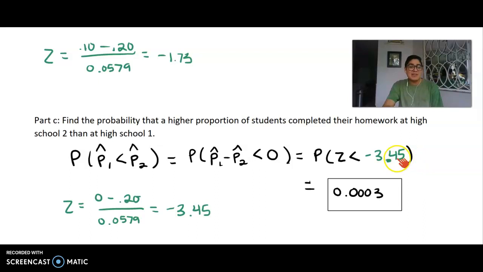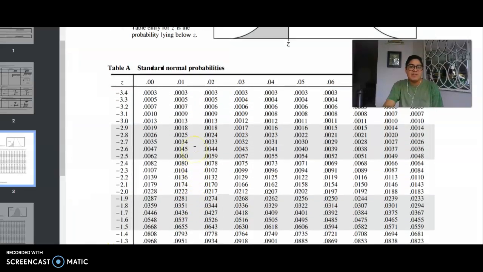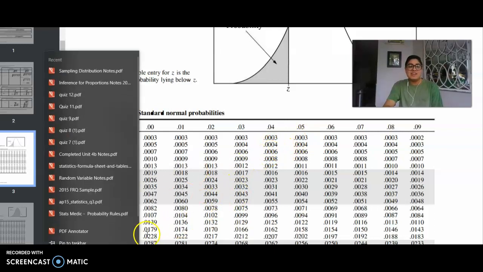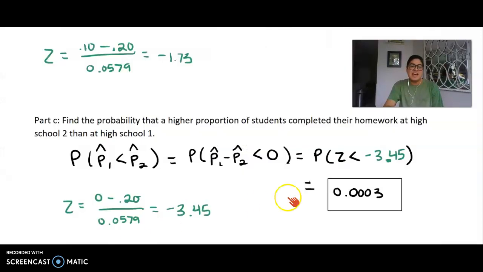Well, we're going to get a very low z-score, and looking at my normal curve here, negative 3.45. When I find negative 3.45 on my table, it's only about a 0.0003. So there is a very small chance that there's going to be a higher proportion of students that completed their homework at school 2 compared to school 1.